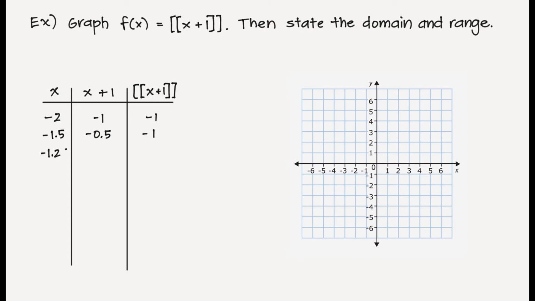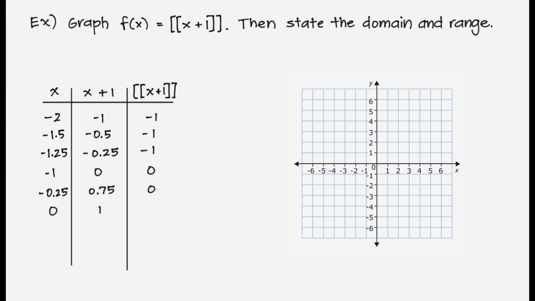Again, I could pick anything. I'll pick -1.25, which added to 1 is -0.25. And again, the greatest integer less than or equal to that is -1. Now I'm going to pick just -1. When I add that to 1, I get 0. And that, again, is still equal to 0. So I'm going to put that down. And then I'm going to pick maybe -0.25. And when I add 1, I get positive 0.75. But the closest integer that's less than or equal to that is still 0.